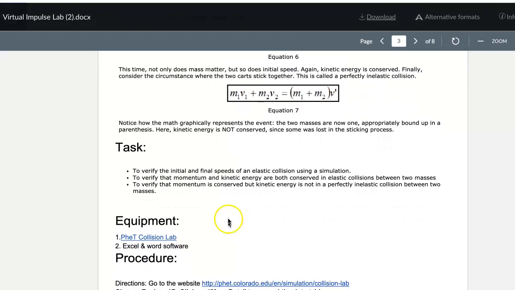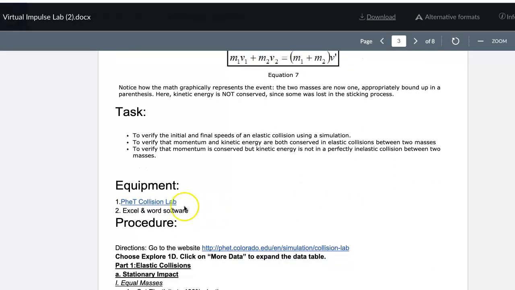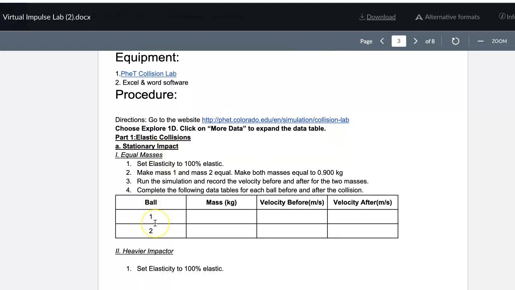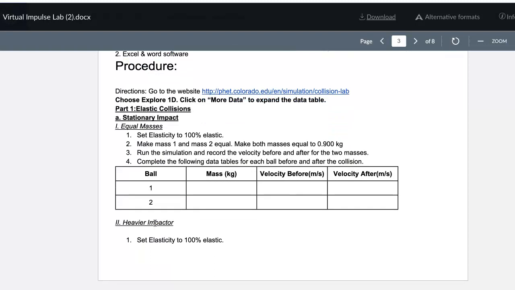Today we're going to have many scenarios. We are going to use the PhET collision lab. I will show you in a minute, and here we're going to have different scenarios. I will show you how to work on one of these. I will share with you my Excel sheet and how I did things. The only difference is that my masses are going to be different from yours.